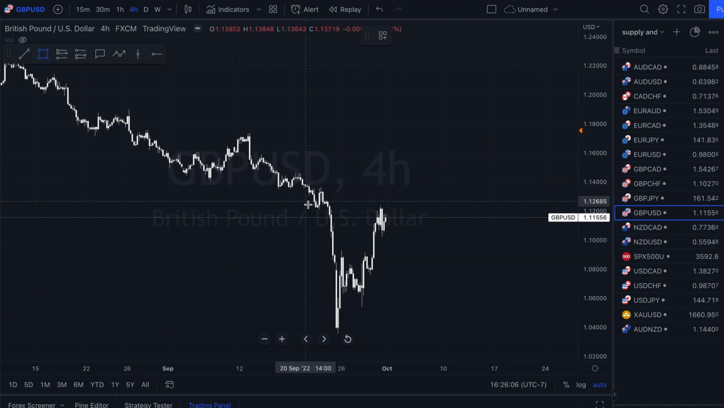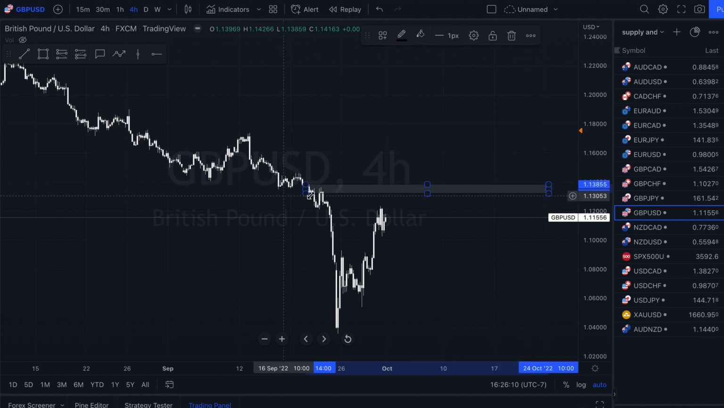Now, if I do see it go, I'll do this one right here. Why? Because here it was support and then it broke through.